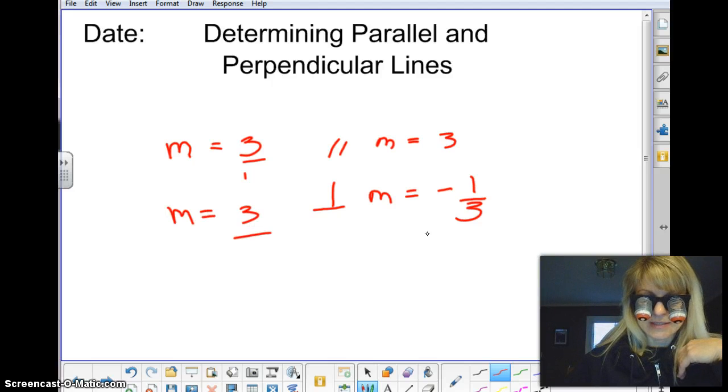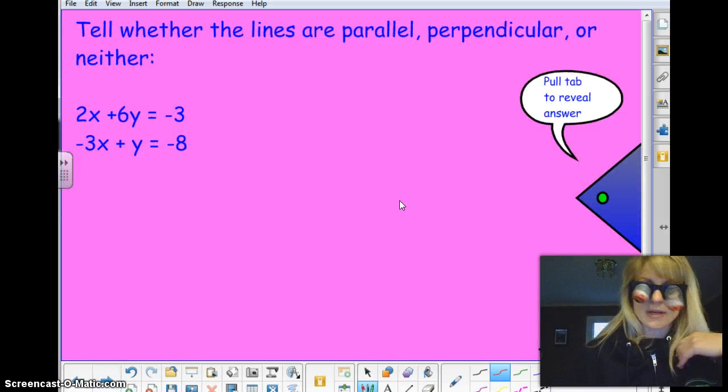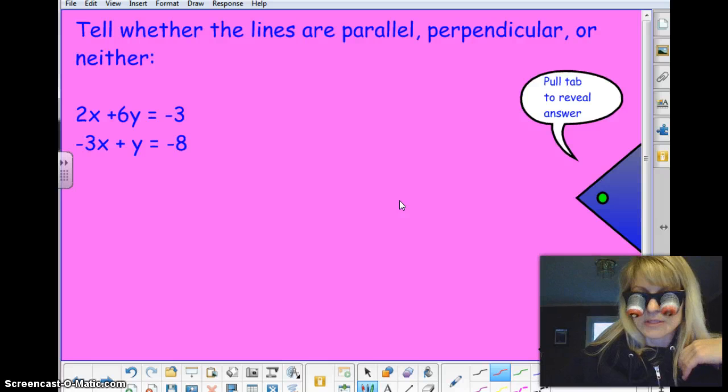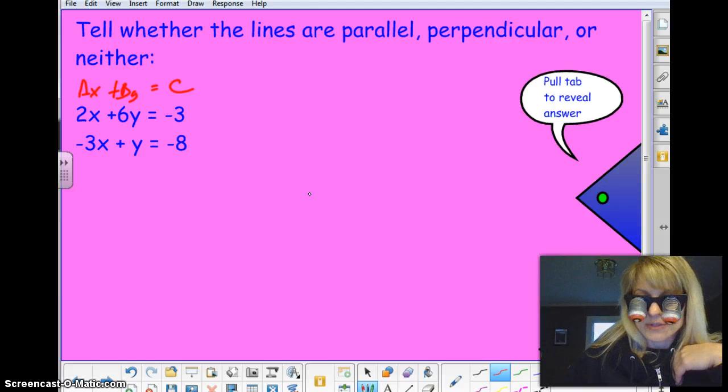So we need to be able to recognize these similarities to determine whether lines are parallel or perpendicular. You're going to be given an example such as this, and we want to know, are these parallel or perpendicular lines? Well, in order to determine that, we have to know what the slope is, right? So these are in standard form equations, right? This is Ax + By = C. We don't know the slope, so we have two things that we can do. Early on in our notes, we learned that when it's in standard form, the slope would equal negative A over B.